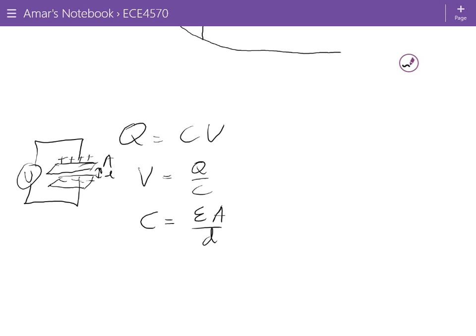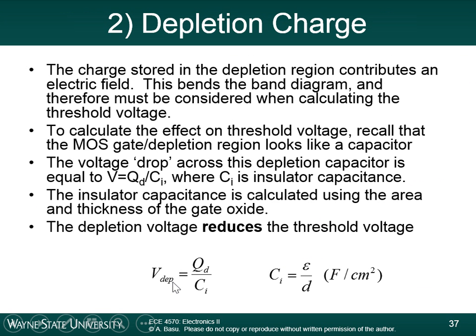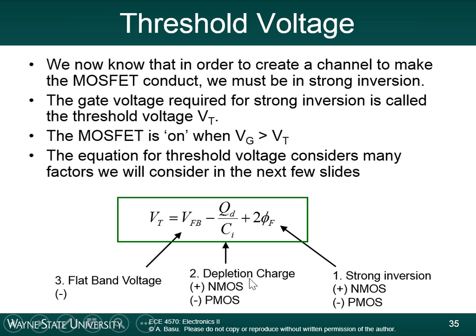All right, so getting back to this then, we're trying to find the voltage drop across the capacitor. So this voltage drop V is equal to Q divided by C, and this is what appears in this equation. This term represents the voltage drop across the depletion region.